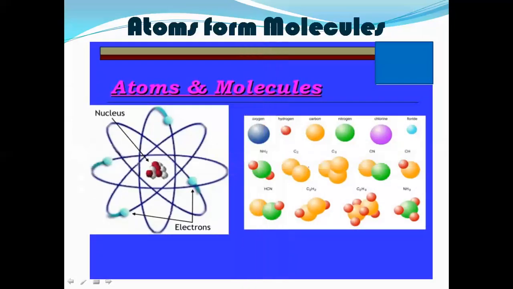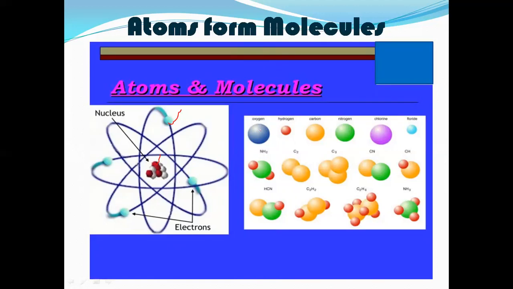Atoms form molecules, we have studied. So you see here, this is an atom, and if you see 1, 2, 3, 4, it is having 4 shells and it is having 4 electrons. Like it is moving, electrons are moving in its orbit. So every electron is in a separate orbit, and as many electrons it is having, as many protons. You see 4 protons and 4 electrons. So when atoms combine, they form molecules.